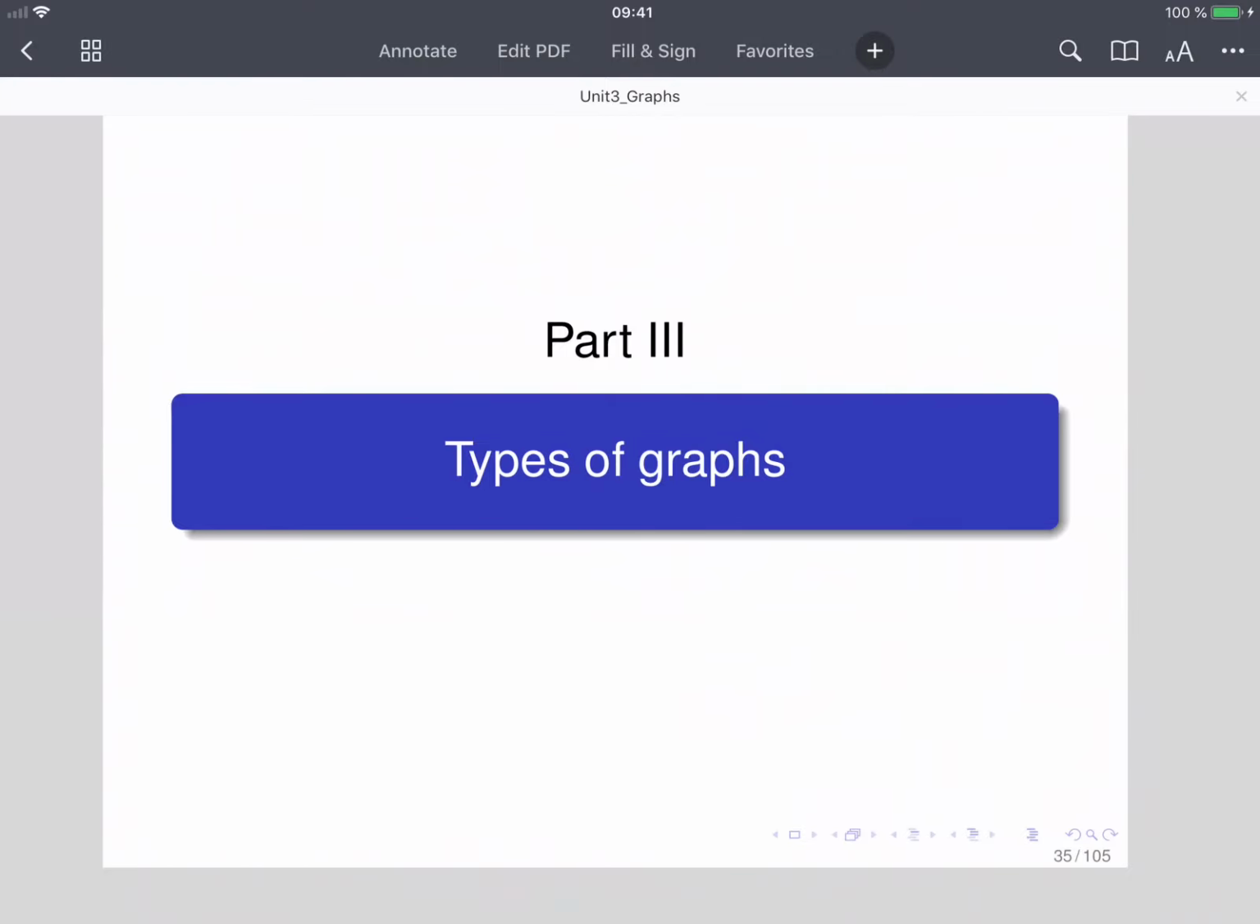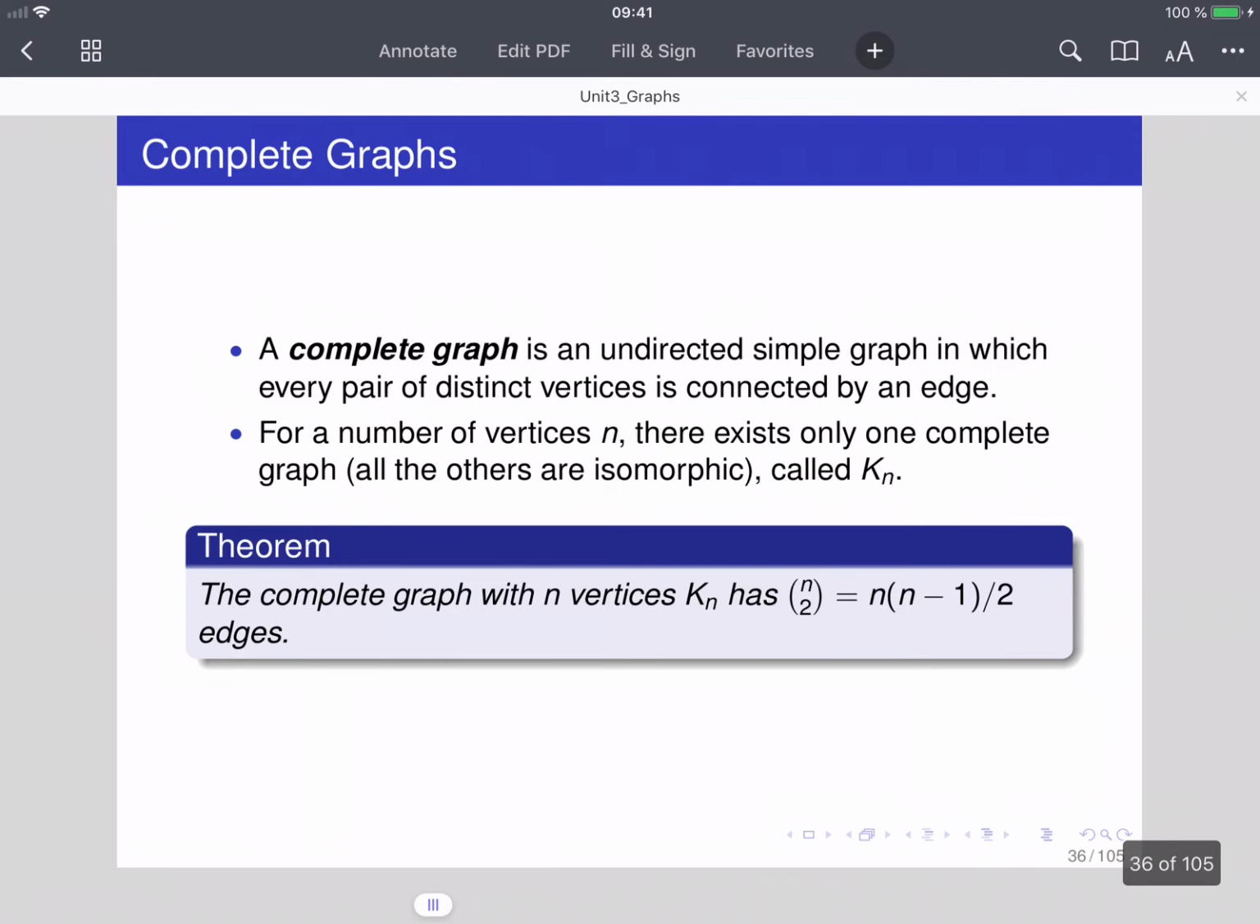So the first type of graph that we are going to study today is what we call complete graphs. This is a family of non-directed graphs in which each vertex is connected to any other vertex. And remember that since this is a non-directed graph, the connection is in both directions.